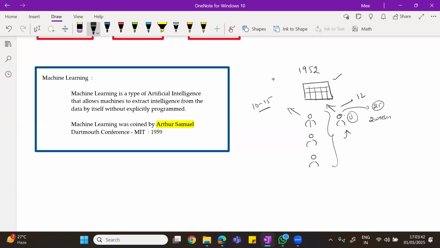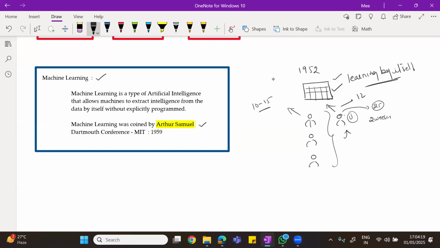Now, when you inquired with this author Samuel, have you changed the program? He said, no, I didn't change. But how did that change happen? The machine is learning by itself, with its experience. This is a realistic scenario which was experienced by the author Samuel, and he gave the name machine learning.